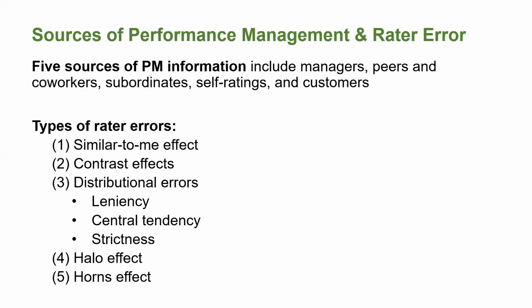And in general, there are 5 sources of PM information, which include managers, peers and coworkers, subordinates, self-ratings, and customers or clients. And when rating other people or ourselves, there are several types of rater errors worth discussing. The first is the similar to me effect, which occurs when people assume that others behave in a comparable manner as themselves. So, for example, assuming others are extroverted and friendly because you're extroverted and friendly.